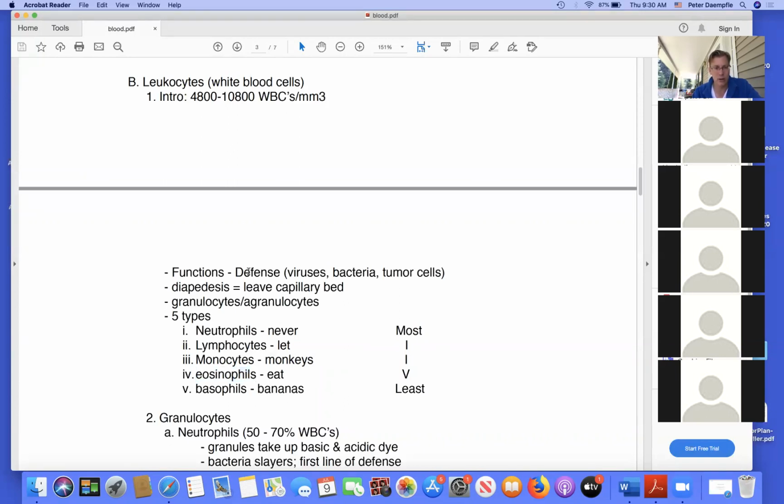All right, the function is defense. They do it by leaving the capillary bed. They squeeze their little bodies. There's a picture on page 475, figure 13.4. You can see a picture of a lymphocyte. They push their little bodies outside of the capillary bed through a process known as diapedesis. Diapedesis is just pushing your little body out. That's what it's called in scientific terms.